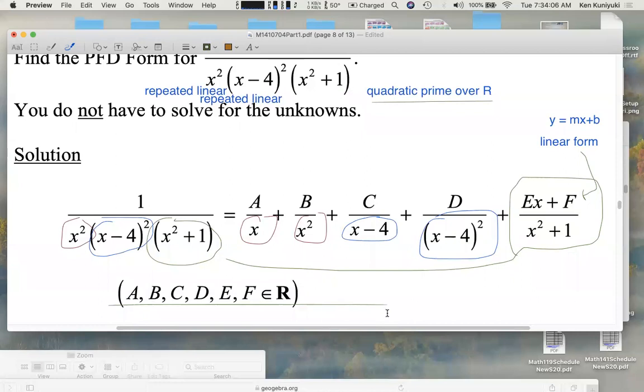And it's almost like a combination lock on a locker. There's only one sextuple. There's only one sequence of 6 real numbers for A through F that will unlock this thing and will make this whole thing equivalent to this fraction over here.